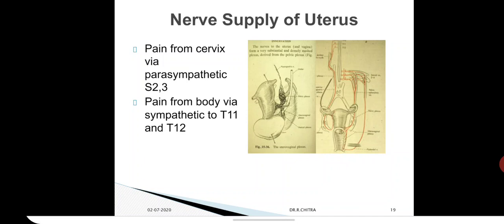Now the nerve supply: parasympathetic S2, S3. That is causing the pain from the cervix during childbirth, typically related to the skin over the sacral segments of the bone. Pain from the body goes via the sympathetic into T11 and T12.